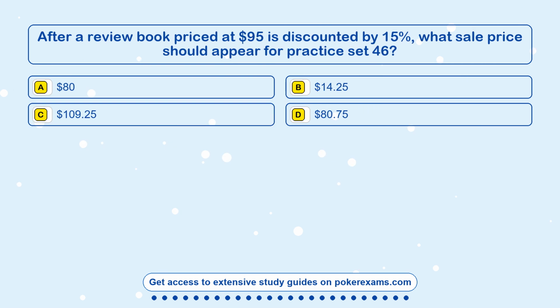Question 3. After a review book priced at $95 is discounted by 15%, what sale price should appear for practice set 46? Option A $80. Option B $14.25. Option C $109.25. Option D $80.75.